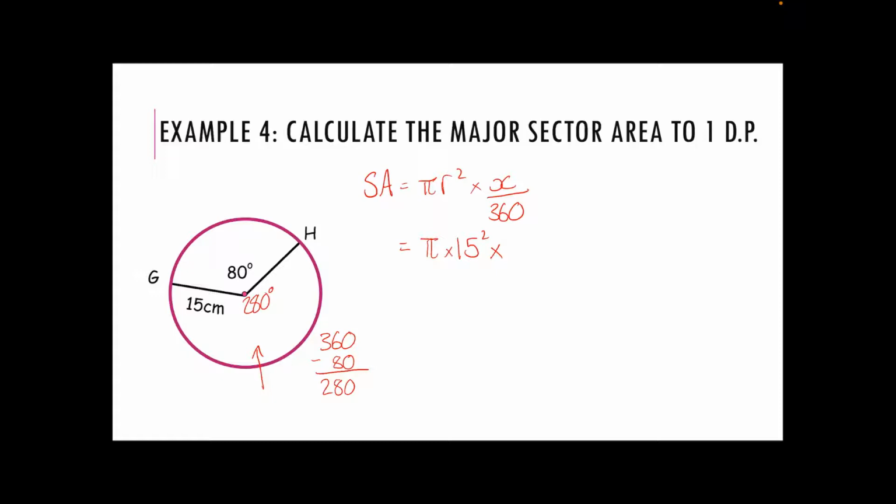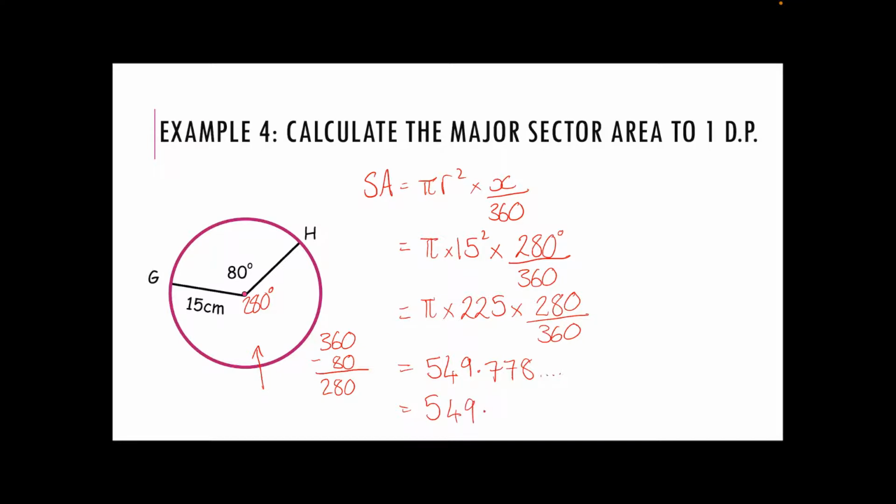So we've got 280 degrees on that opposite side. So our major sector area has 280 degrees for the angle. That means we're doing pi times by 225 times by 280 out of 360. And that is going to give us then 549.778, and to one decimal place then is going to be the 549.8 centimetres squared.